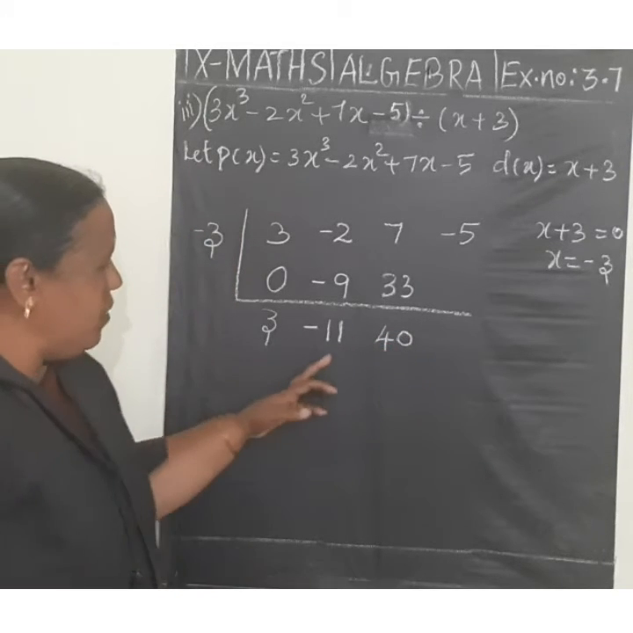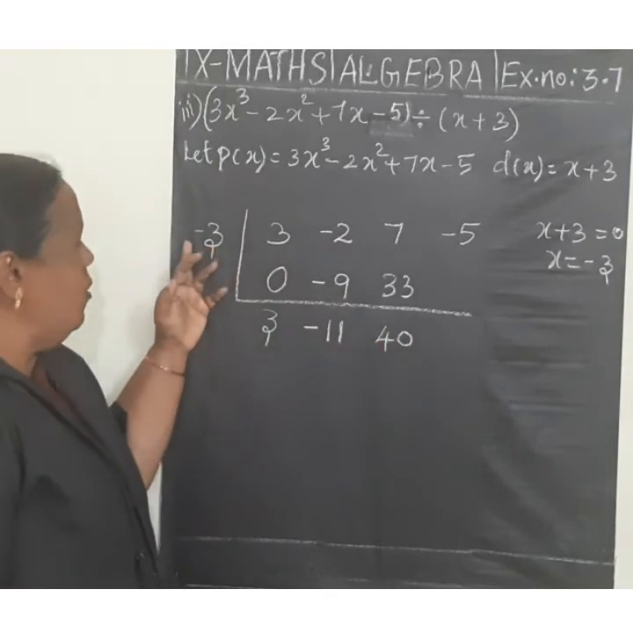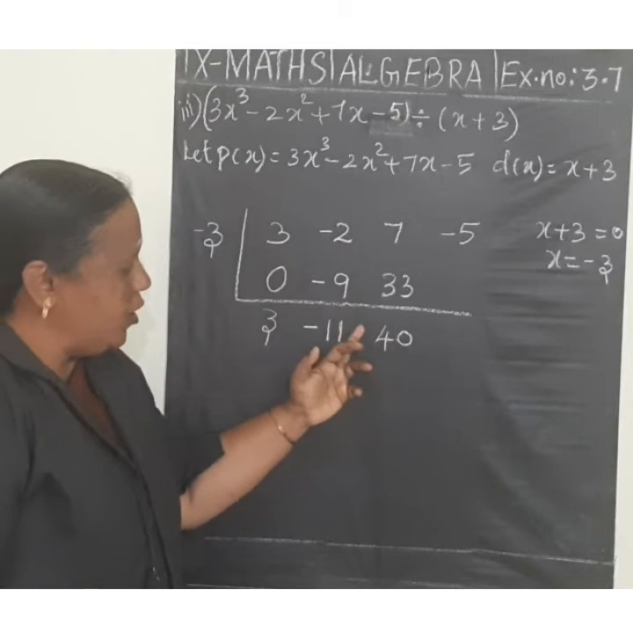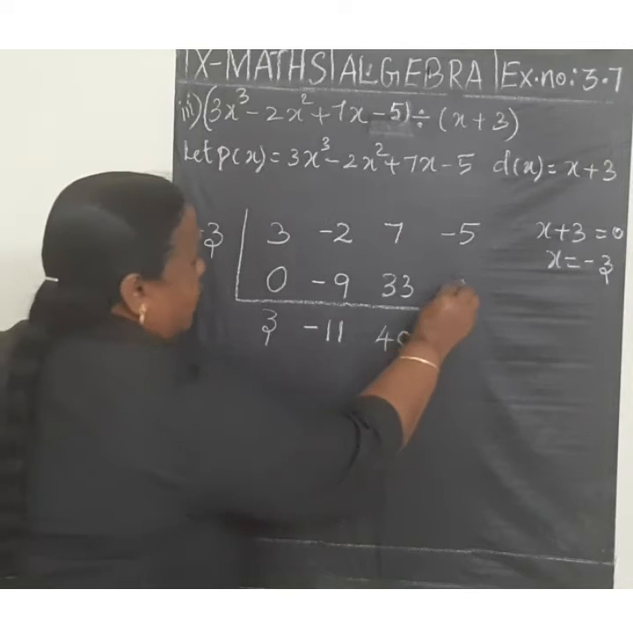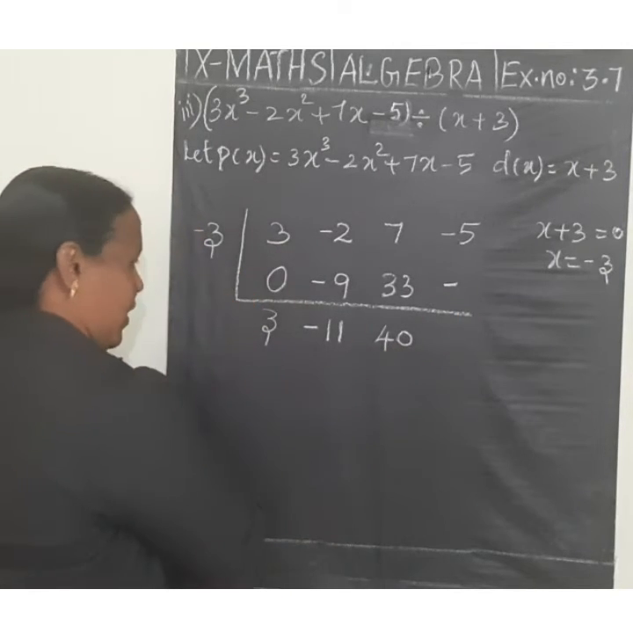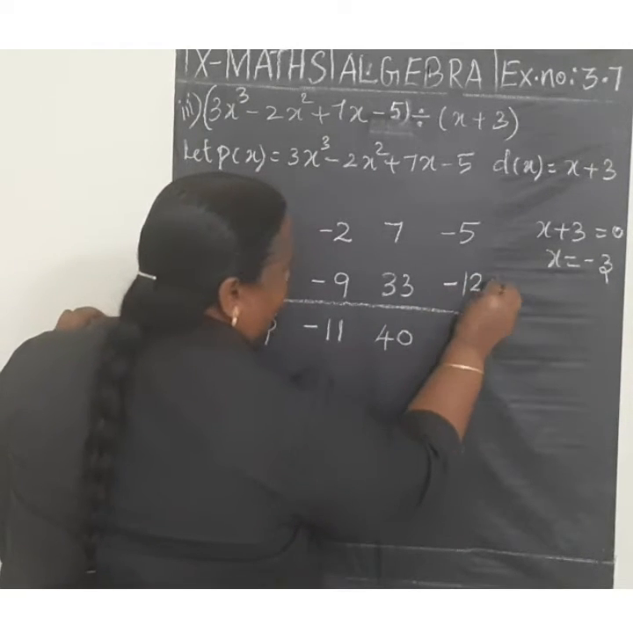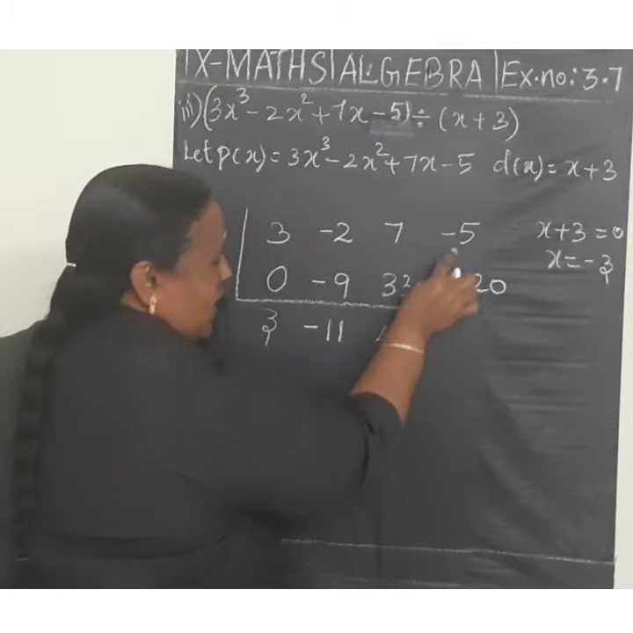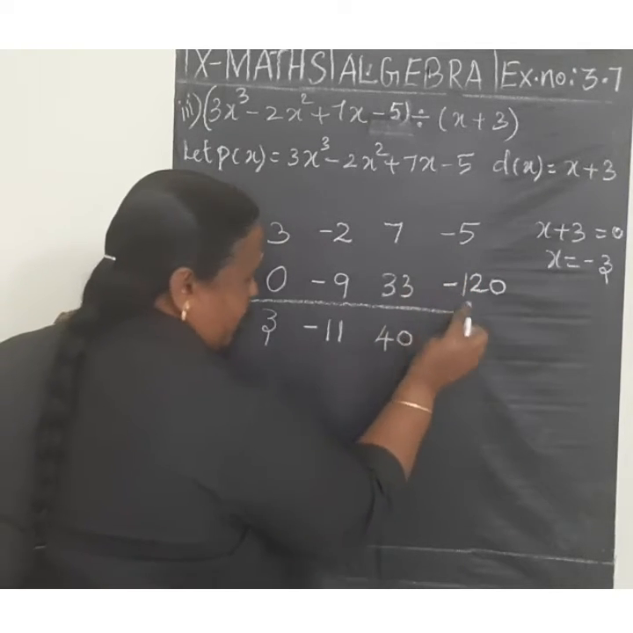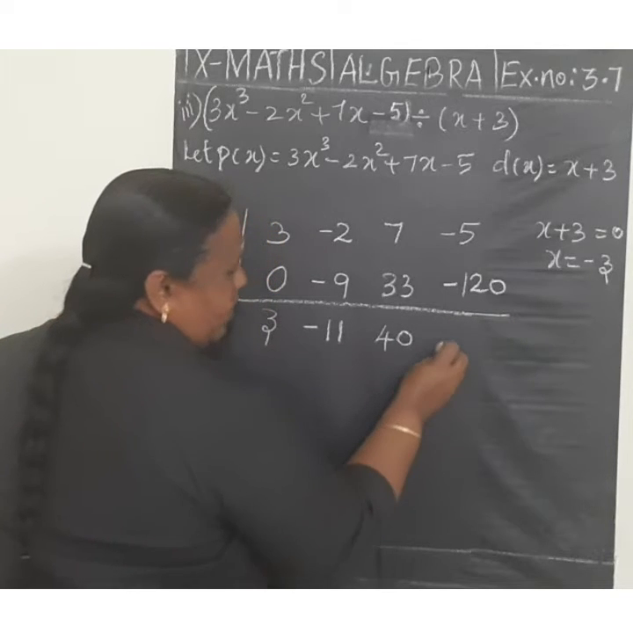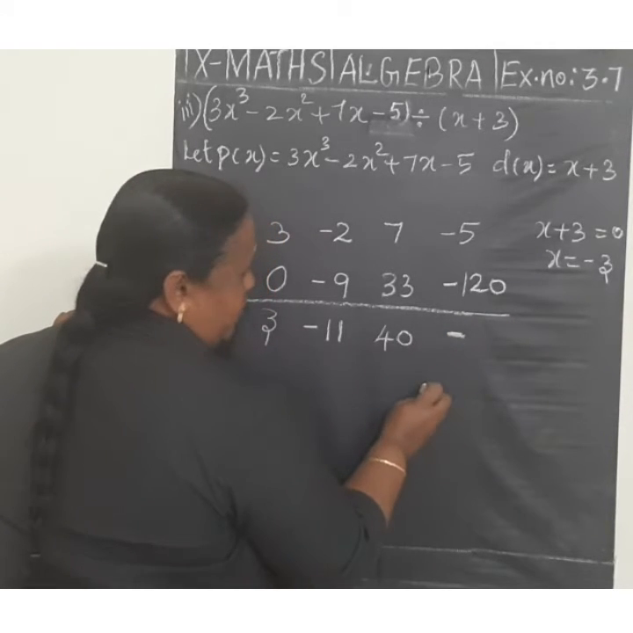Next we multiply this 40 into minus 3. Before 40 the plus sign is there, so plus into minus is minus. 40 into 3 is 120. So here minus 120. Then we add minus 5 and minus 120. Both are in minus sign, so we add it and write the minus sign.